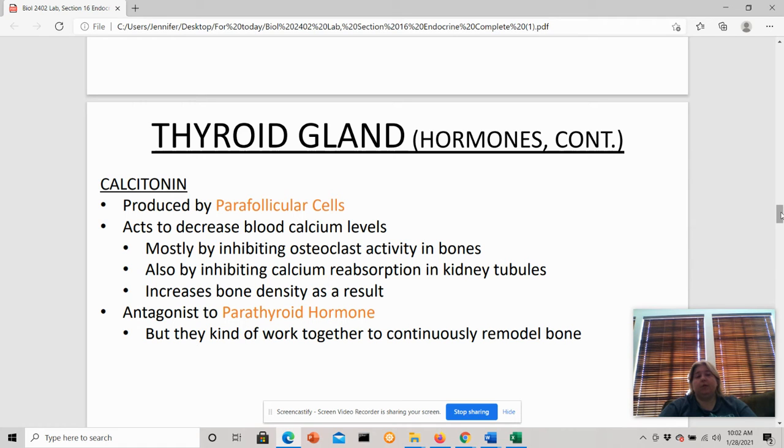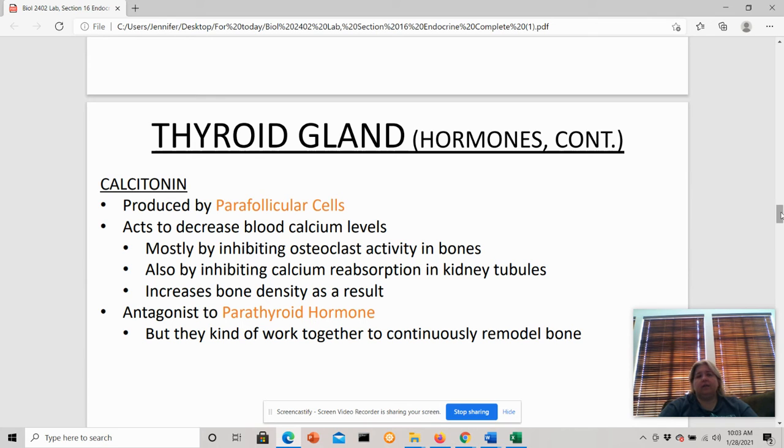If you remember from ANP1, osteoclasts are the cells found in the bone that break bone down and liberate the calcium and other stuff found in bone, more specifically calcium, because that's what we're talking about right now. So what calcitonin does is stop the osteoclasts from breaking down the bone, which means not as much calcium is going to end up in the blood. It also inhibits calcium reabsorption in the kidney tubules, which makes an individual urinate out more calcium. The effect of calcitonin is to increase bone density.